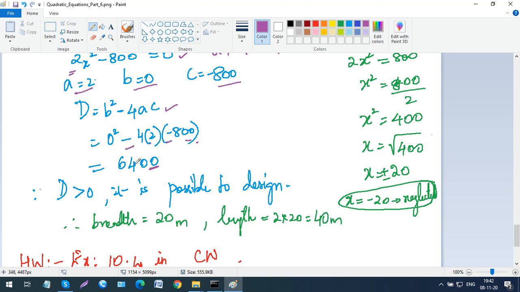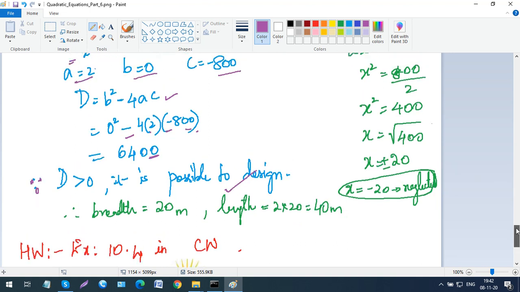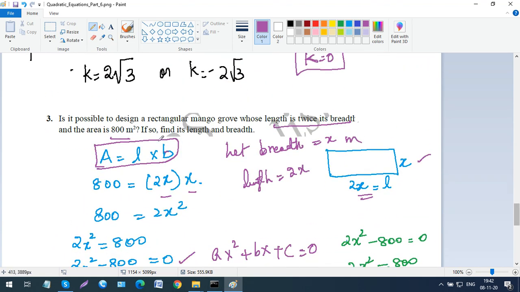So if you have a positive answer, or even D is equals to 0, then it is possible. If you get D equals to a negative number, then it is not possible. So if you would have got a negative number, you would have said that it's not possible. But since you are getting a positive number, it is definitely possible. So we write D is greater than 0. Since D is greater than 0, it is possible to design. Now we have to find out what is the length and breadth, because that's the question. If it is possible, then find the length and breadth, it says.